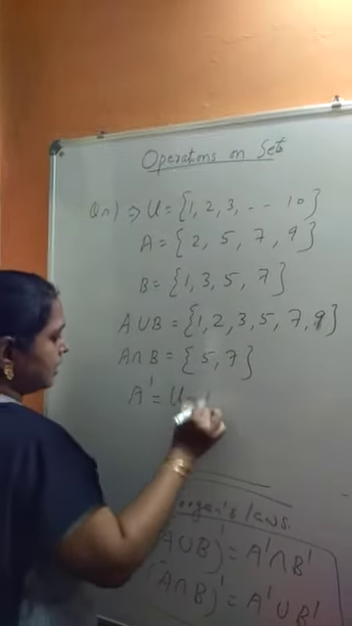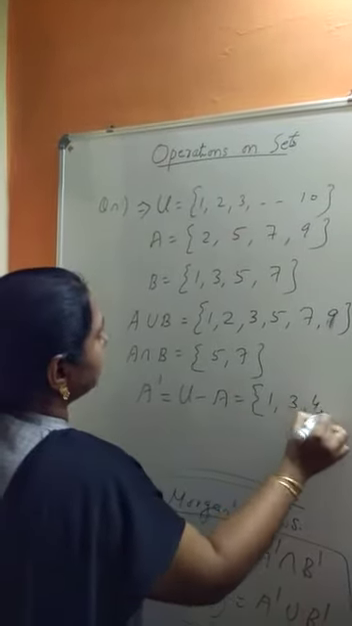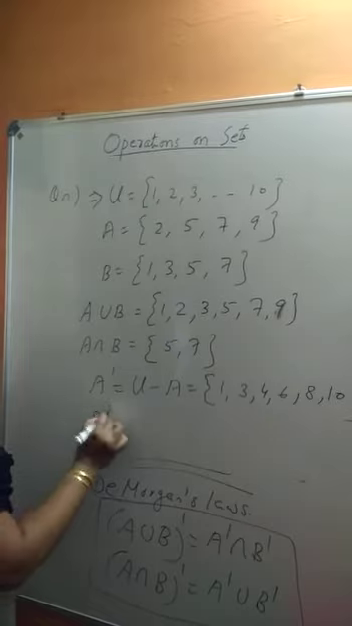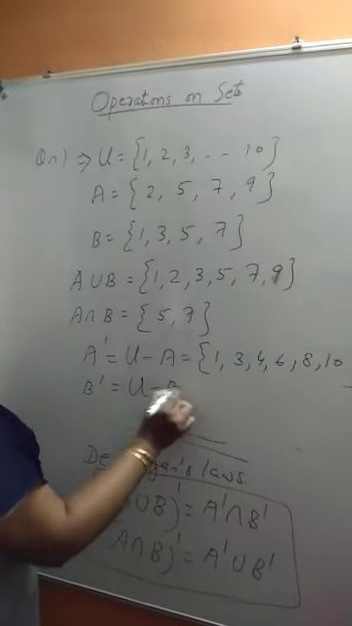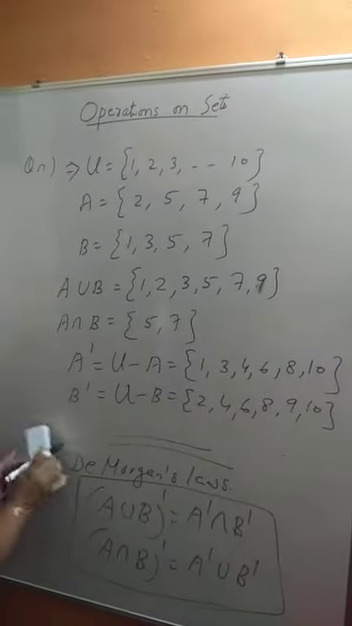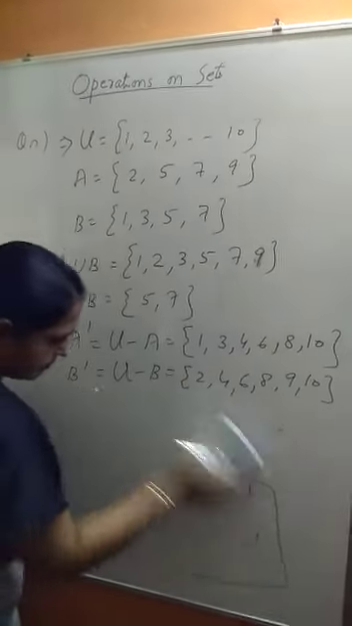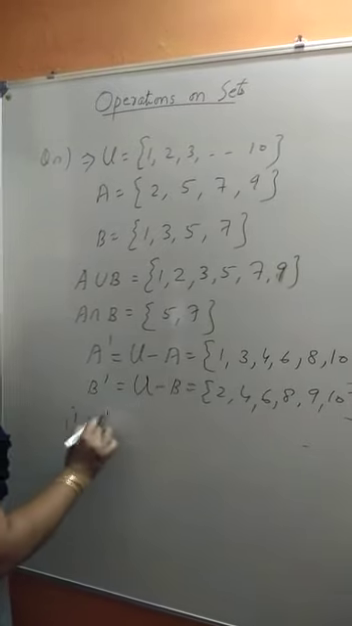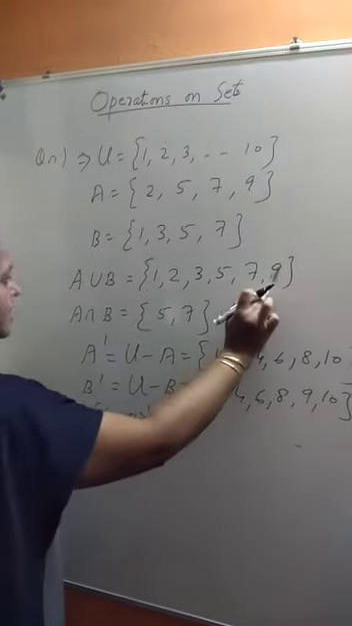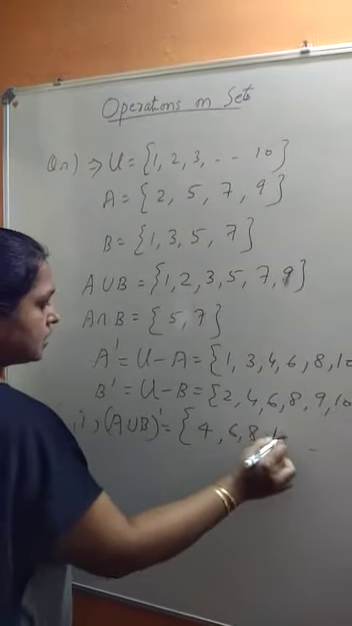Now A dash. A dash means U minus A. U minus A is {1, 3, 4, 6, 8, 10}. Then B dash is equal to U minus B. That is {2, 4, 6, 8, 9, 10}. Now we have to verify De Morgan's law. So first we find what is (A union B) whole dash. It is equal to, we have to choose those elements from U which are not present in A union B. That means 4, then 6, then 8, then 10.